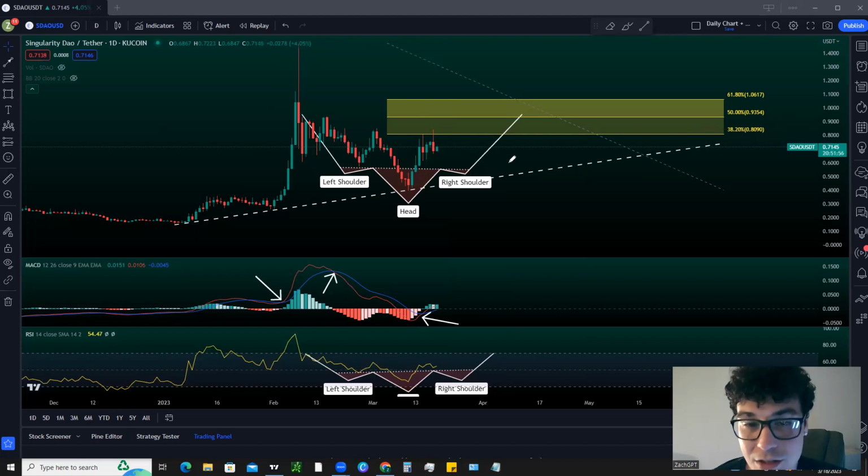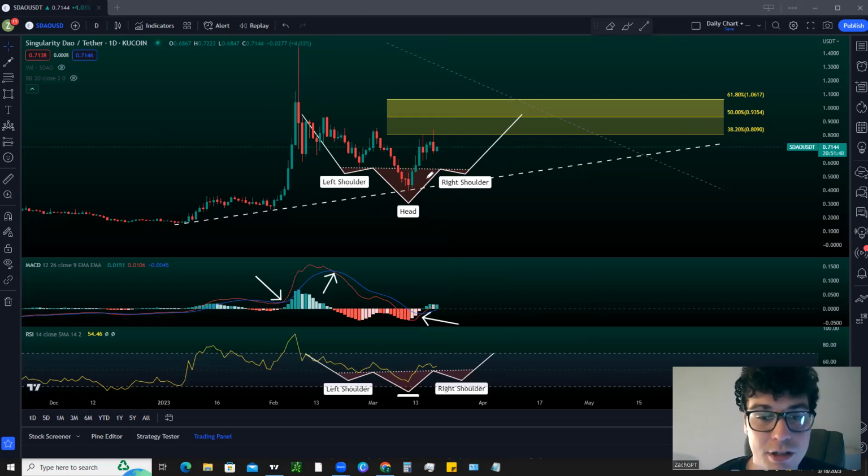Now, we could potentially put in an inverse head and shoulders right here. We've already got a nice left shoulder established and we have a head, and we're starting to pull back. The more we pull back and consolidate in this region, the higher the likelihood that we're going to end up putting in a right shoulder here.